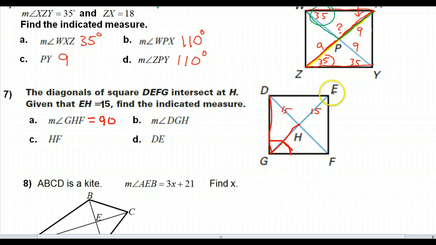This is a square. Every one of these corners is 90 degrees. If the whole thing is 90 degrees, because these diagonals are lines of symmetry, then that 90 degrees is going to be split in half. So we're talking about 90 divided by 2. In other words, this is going to be 45 and 45. Each one of these angles is 45 degrees. So angle DGH, because we took 90 and split it in half, is 45 degrees.